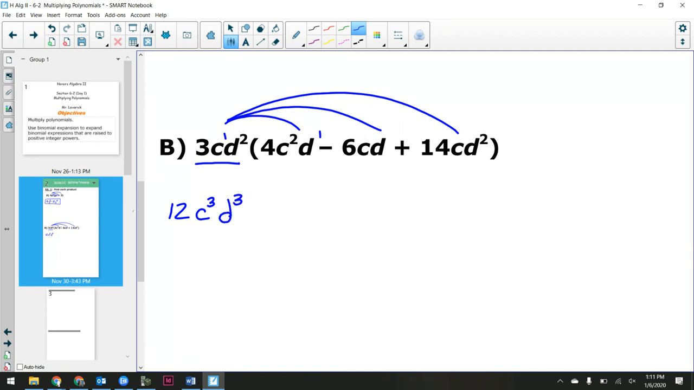And then I multiply in the second term. 3 times negative 6 is a negative 18. C to the first times c to the first is c squared. D squared times d is d to the third. And then I do the third distribution. 3 times 14, 42. 42 c squared d to the fourth. Is everybody following me there, how I get those terms? All I'm doing is multiplying common parts together.